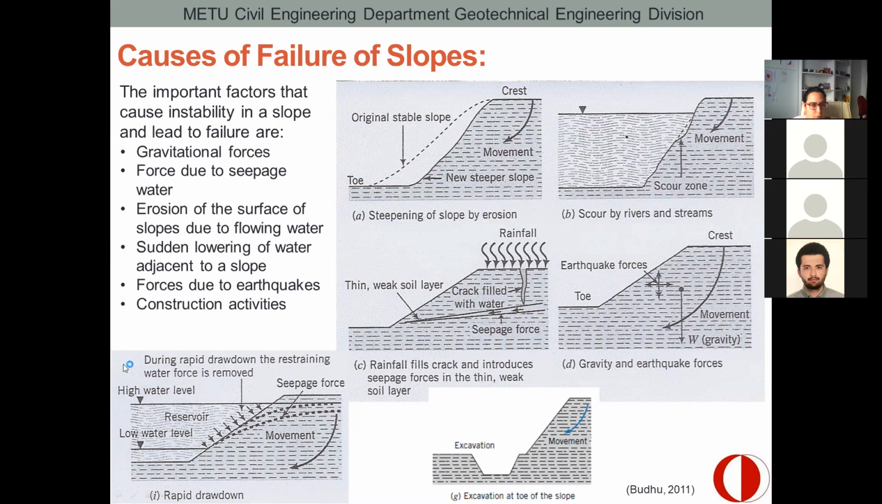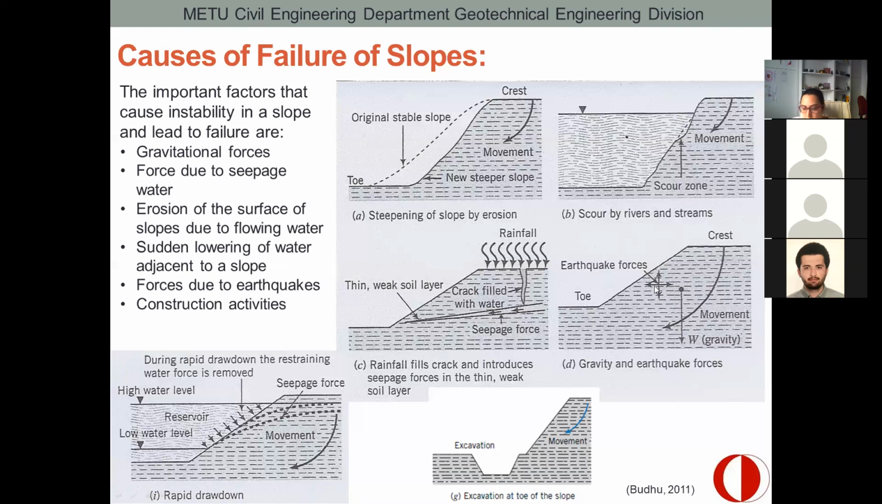Özellikle yağmurlu zaman. Okay? Another important reason for a slope failure may be the forces because of the earthquakes. Okay? Remember, the ground shaking is generally in the horizontal direction. Of course, there is ground shaking in the vertical direction as well, but the gravity is a very dominant force in the vertical direction.